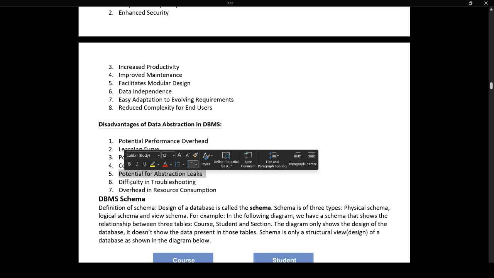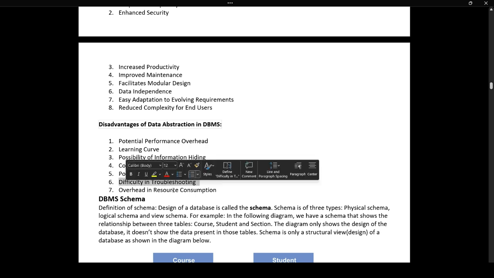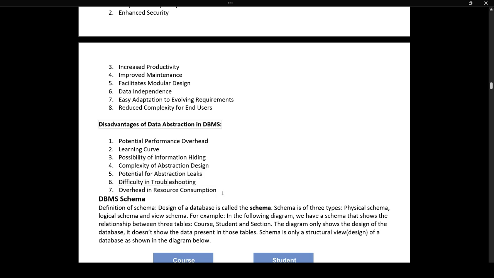Let's see any application, however much security they can give, still any one authorized person or any one hacker may hack the data. There is a chance, right? 5% chance or 1% chance. Okay, that is the potential for abstraction leaks. Difficulty in troubleshooting. Obviously, when a problem comes, it is difficult to identify and it is difficult to solve that problem. That is nothing but difficulty in troubleshooting.